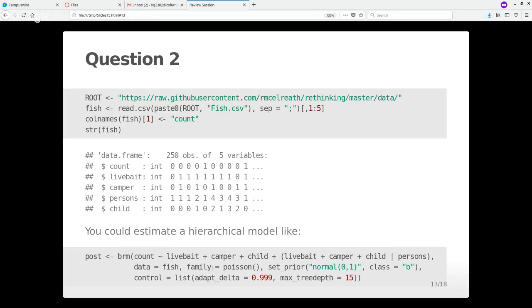Or you could go camping, you could fish, but not catch any fish. And so in the 250 observations, the zeros are going to come from both ways. We don't have a variable in here that says, did you attempt to catch any fish? But the variable we do have, how many fish did you catch? It has a lot of zeros in it.